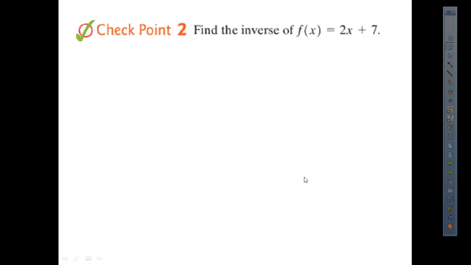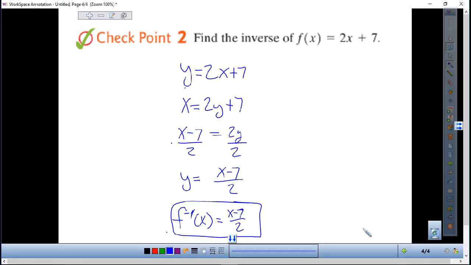All right, you guys try the same thing with this. I'm going to show you the answer, so you need to pause the video and try it yourself, and then you can check it when I show you the answer in 3, 2, 1. All right, so here's what you should get for your answer. f inverse of x equals x minus 7 all divided by 2. So that's the inverse of 2x plus 7. And if you were told to, you could check that by doing the composite, either f of f inverse of x, or f inverse of f of x, either one.